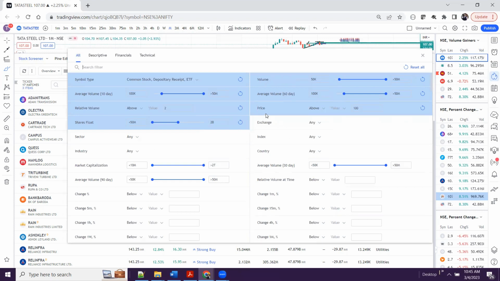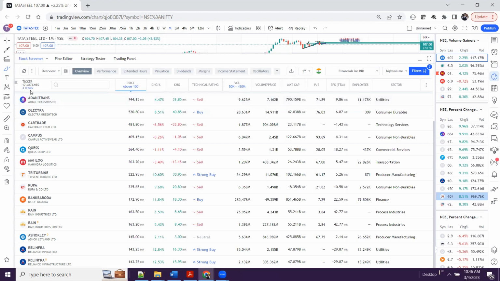And I have also selected price. The price should be above 100; this is just my personal criterion to filter stocks above 100. You can keep it as it is, or you can also select a range. If you want a price between 100 to 200, you can also do that. So after applying all these things, if I clear this, you can see the matches reduced to only 17.